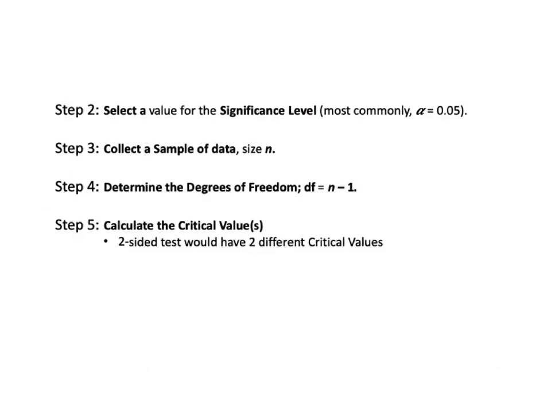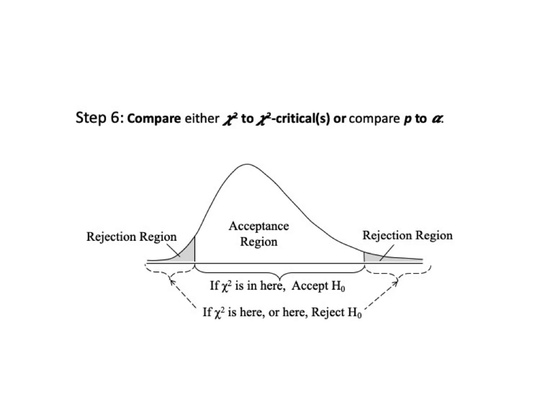Step 2, select a value for the significance level. Most commonly, alpha equals 0.05 is selected. Step 3, collect a sample of data of size n. Step 4, determine the degrees of freedom. For this test, degrees of freedom equals n minus 1. In step 5, calculate the critical value or values. The two-sided test would have 2 different critical values. Step 6, compare either chi-square to chi-square criticals or compare p to alpha.